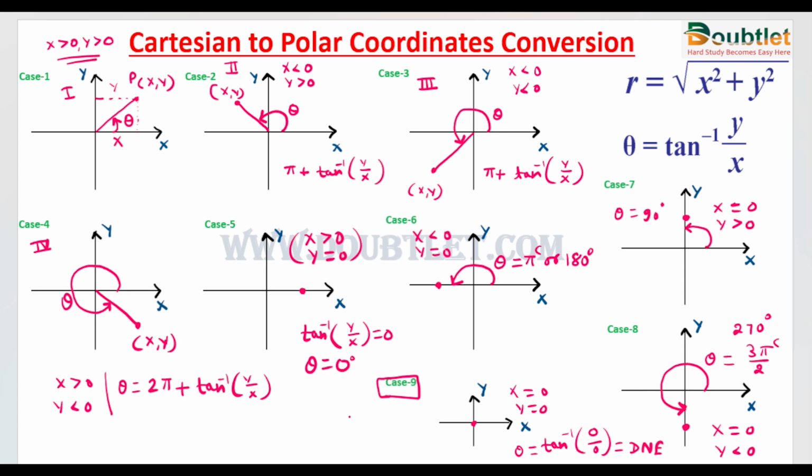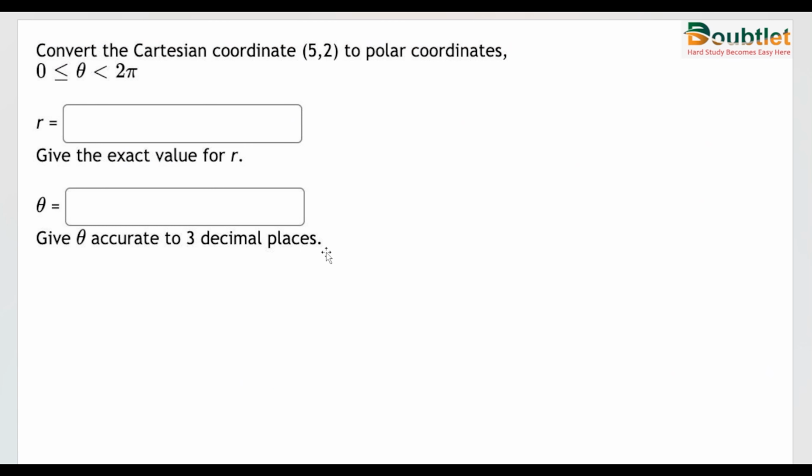Now in this video, I will make you learn this concept by solving some examples, taking all the possible cases in all the quadrants. So let's move to the first example. The question is, we have to convert the Cartesian coordinate 5, 2 to polar coordinates, and we have to consider theta from 0 to 2 pi only, and find the exact value of r and theta to 3 decimal places. It is not mentioned whether we need to find theta in degrees or radians, so we will find it in both formats.